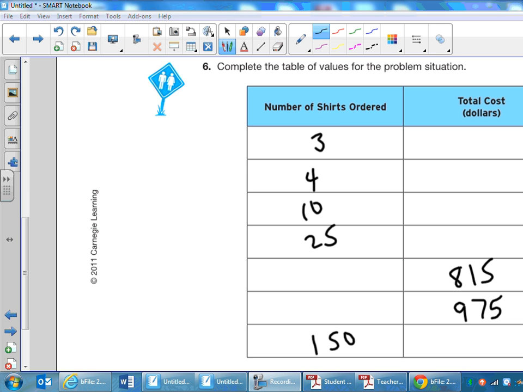Number 6, I want you to fill out the chart. So use these numbers to find the missing pieces and complete the chart. Our very first question was number of shirts ordered was 3. And so earlier I had said 3 times 8 was 24, and then it cost $15 to place an order. So I got $39. So complete this chart and press play when you're ready.